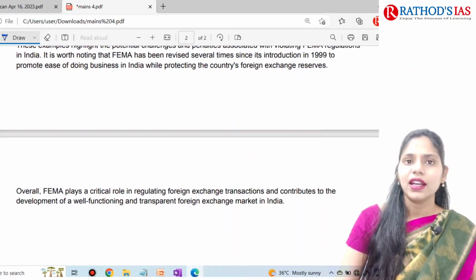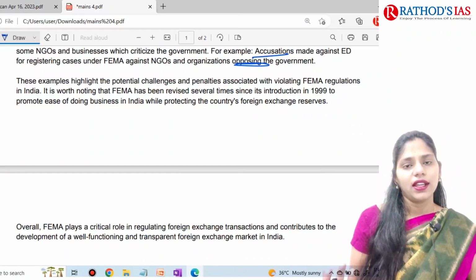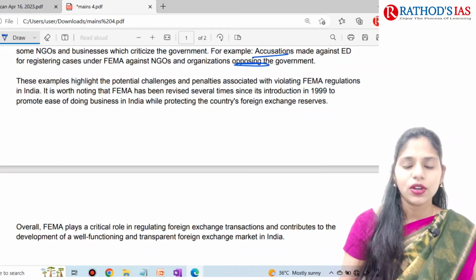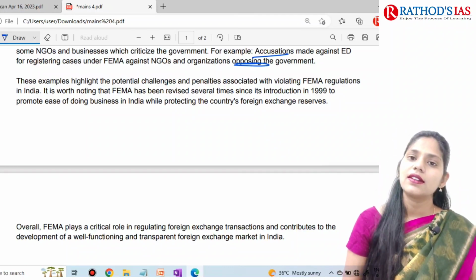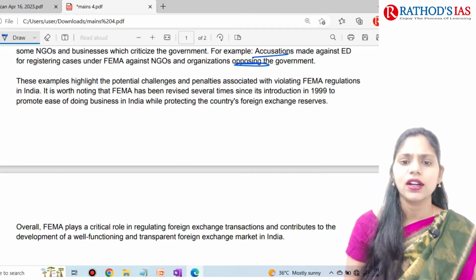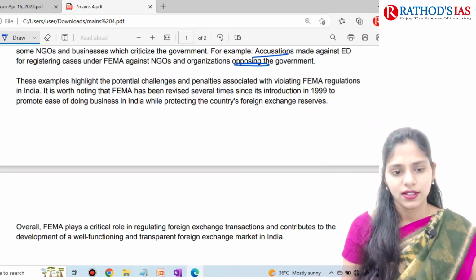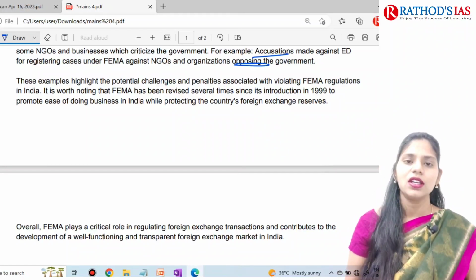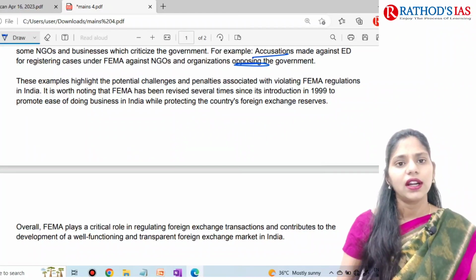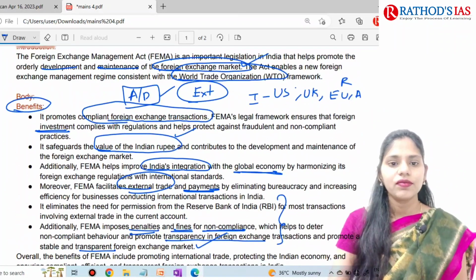And finally, you can write the conclusion. In the introduction we gave the definition of this FEMA and what this FEMA is, right? In the conclusion you can write about why the number of cases is increasing, and what role is played by this FEMA. You can write that within 2 to 3 lines and conclude your answer. So this is the model answer that we gave.